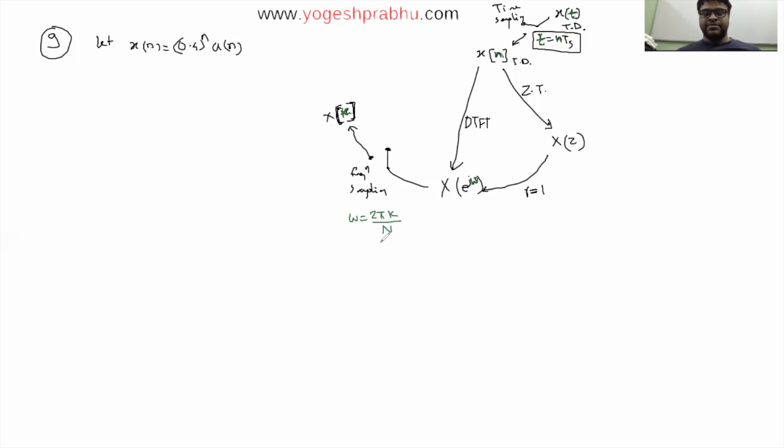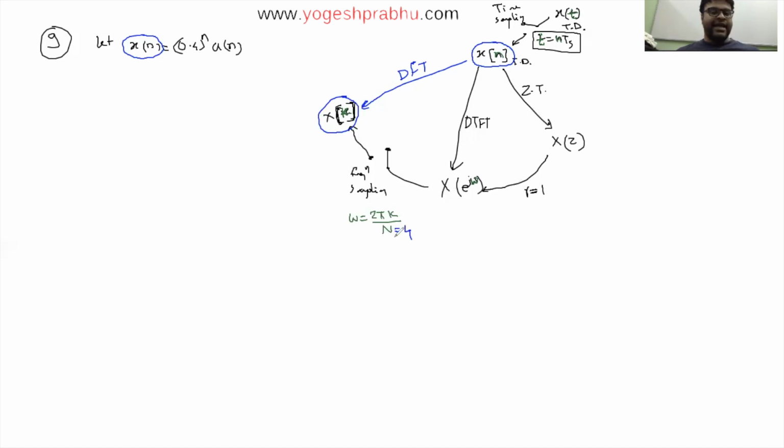Now, will you read the question again? The question: if a sequence is 0.4 raised to the n u of n, find its DTFT and 4-point DFT. So from here, you have to find out first the Z transform. Then in that put R equals 1. And then from here, you use this formula and you'll get this. By the way, this is DFT, discrete Fourier transform. So 4-point is basically this N is 4.